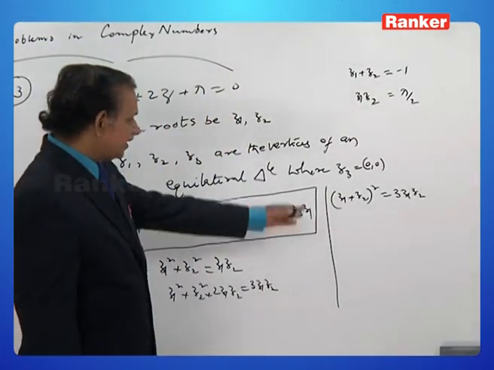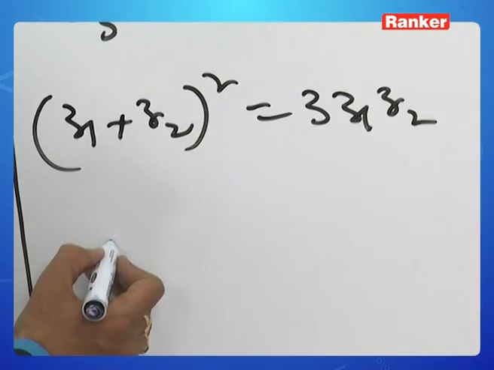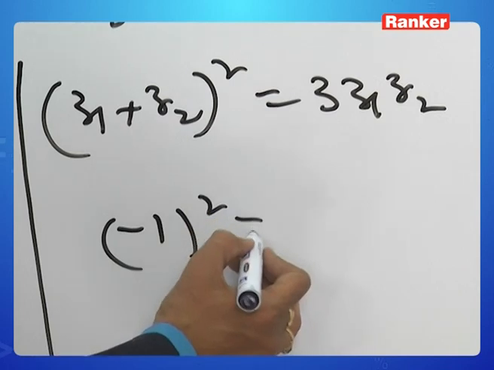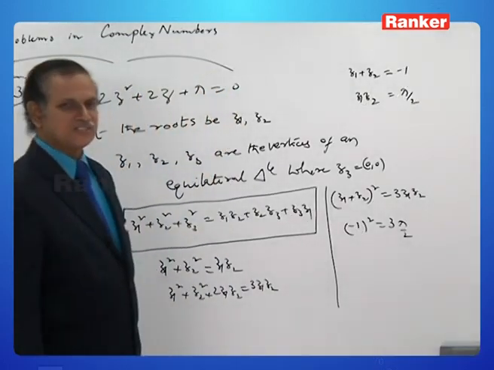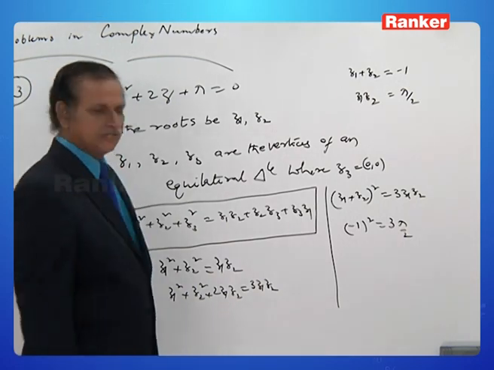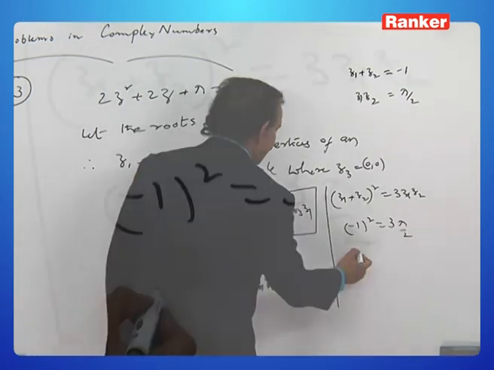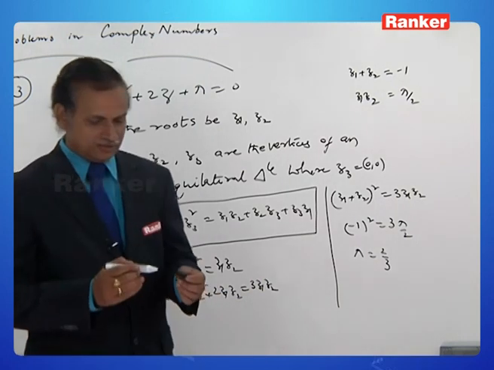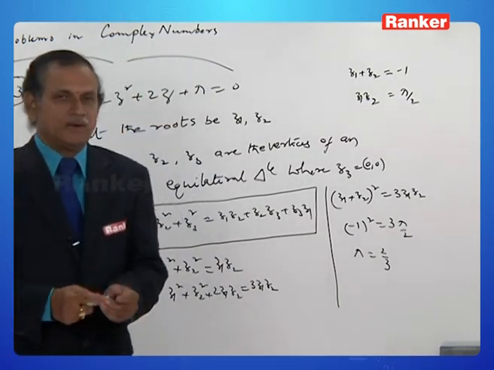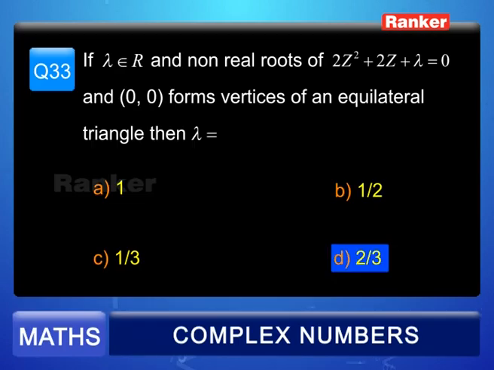But you see, what is z1 plus z2? It is given to be minus 1. So (minus 1) whole square is equal to 3 into lambda by 2, because z1 z2 is lambda by 2. Therefore, (minus 1) whole square is 1. Hence, lambda is equal to 2 by 3. What is the value of lambda we have got? It is 2 by 3. Is it available? It is available in option D, that is the fourth option. The answer is 2 by 3.